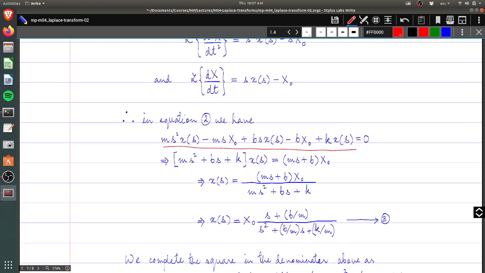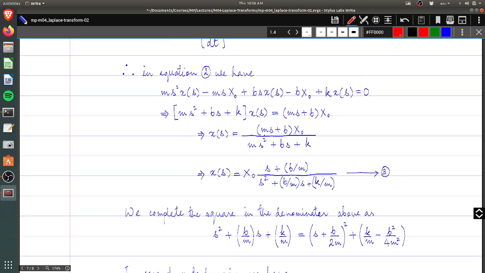Now here I take X of s common. Again, what is X of s? As before, it is the Laplace transform of capital X of t. So we have an X of s here, here, and here. We'll get three terms: ms square from here, bs from here, and k from here, times X of s. And then whatever is left, there is an x naught term here and another x naught term here. Both of them are negative, so when they go to the other side they become positive. So we have ms from here and b from here, times x naught. This gives us X of s is equal to (ms plus b) x naught divided by this entire thing, which goes into the denominator on the right hand side.